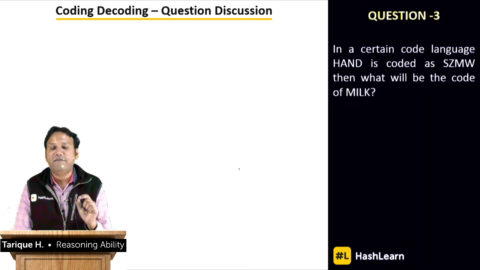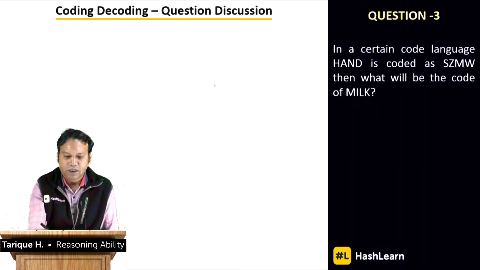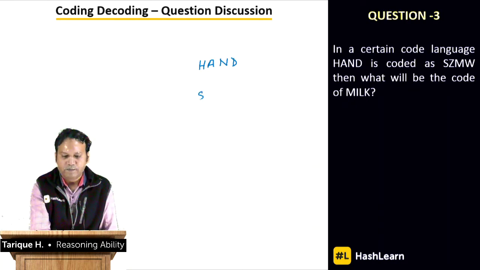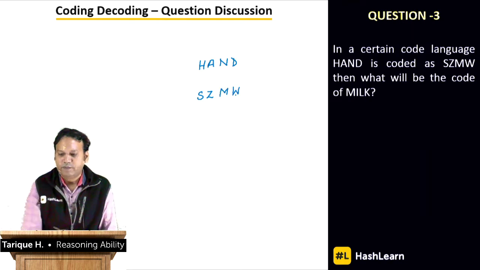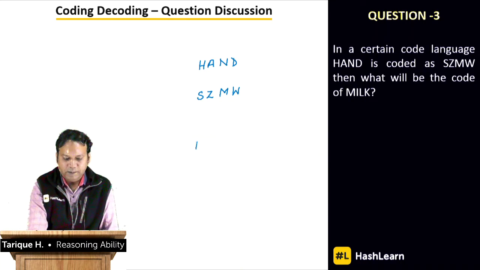And remember, while solving that, every question need not have the same approach, the same strategy, the same underlying logic. So think about what else is possible while solving a particular question of coding and decoding. This is a 4-letter word here, hand, and is coded as SZMW. What will be the code for milk? Okay, let's see. The word hand is coded as SZMW. Then what will be the code for the word milk?